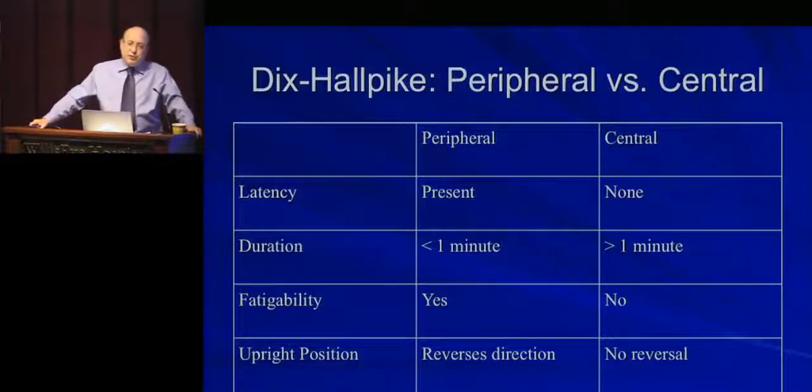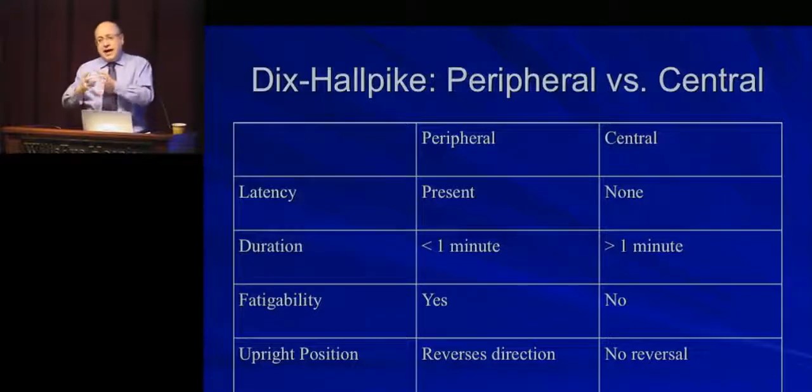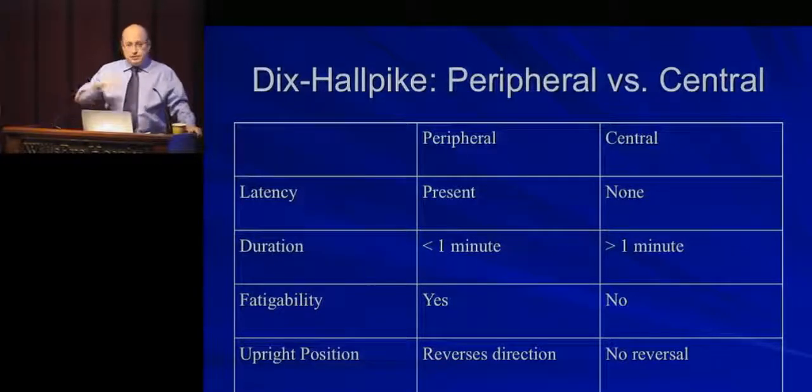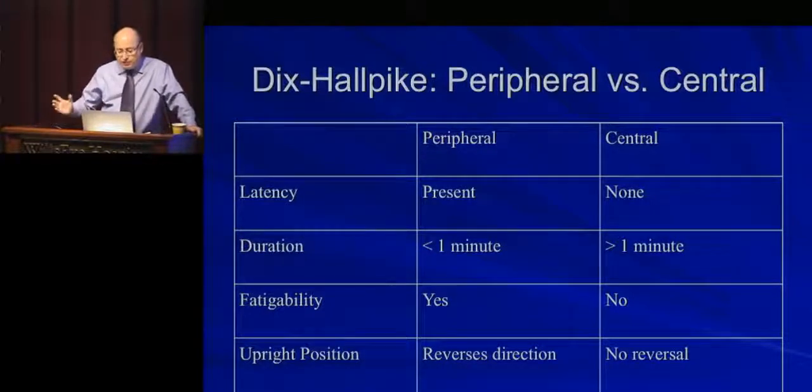The duration with peripheral is usually just seconds, never more than a minute. With central, it persists. Fatigability. We're not talking about how you feel, but if you keep doing it, you do it again, it dampens with peripheral. Second, third time, it's gone. With central, it just persists as long as you do it. And then if you go back to the upright position, if it's peripheral, it'll reverse direction of the nystagmus. With central, there's no reversal. It stays the same.